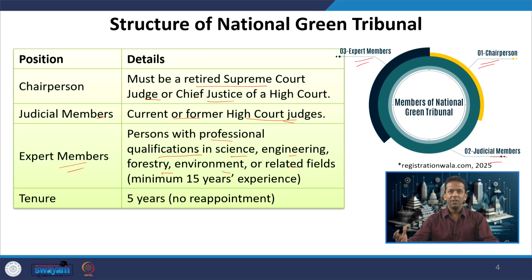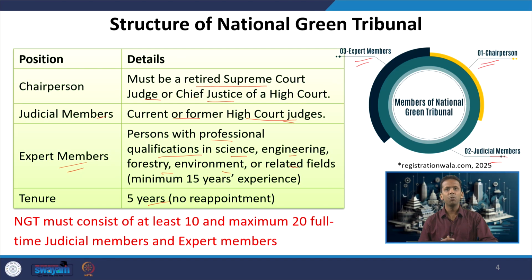But for environmental related cases, it is important to have an expert committee which has that experience or expertise in the environment related field. And the tenure of the NGT team is 5 years and there is a provision of no reappointment. So, every time this entire team is fresh and composed of new members. Minimum 10 members should be there in the NGT and maximum 20 full time judicial members or expert members can be there.